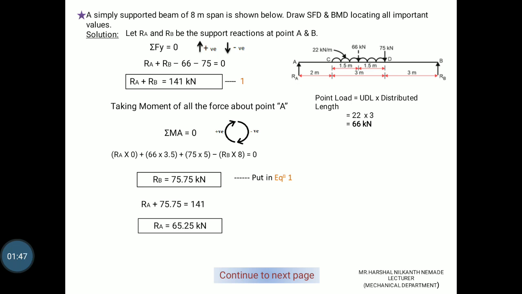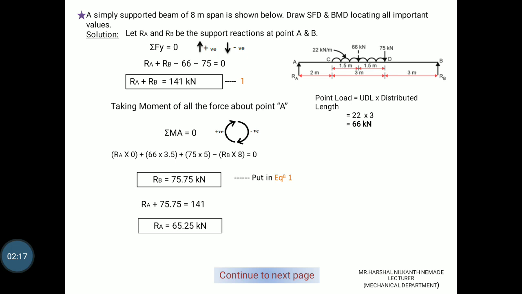In that, over 3 meter of the span, there is a uniform distributed load of 22 kilonewton per meter. Okay, so first, point load is equal to UDL multiplied by distributed length. So I will get 22 multiplied by 3 is equal to 66 kilonewton. Whatever 66 kilonewton I have got, I will mark at the center of the 3 meter. After that there is one force of 75 kilonewton at the end of the UDL. So there are points A, B, C and D.